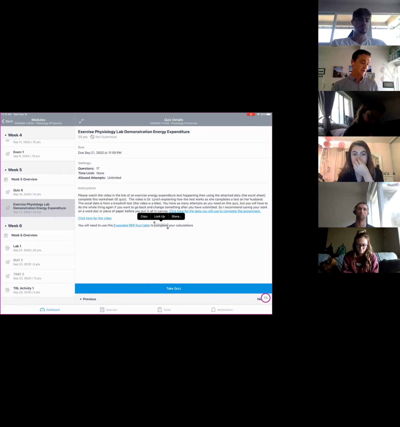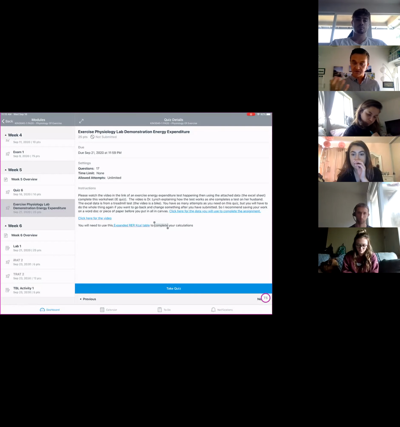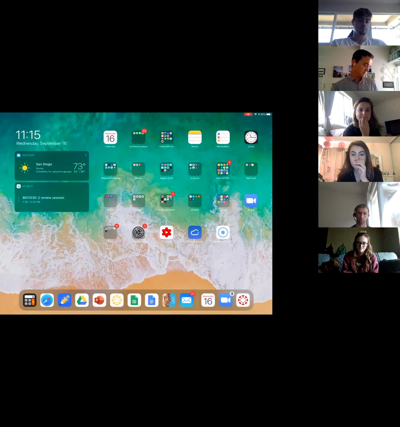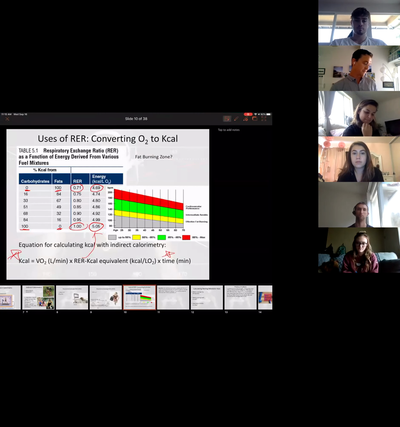Because you're going to get an average RER in that data that is not exactly 0.7. It's going to be 0.73 or something, and there's nothing in that table to tell you what to do with 0.73, right? It goes from 0.71 to 0.75. So that expanded one has all the little numbers in between, okay? So don't use this one from the notes. Use the one attached in that PDF, okay? Questions on that? Does that make sense?